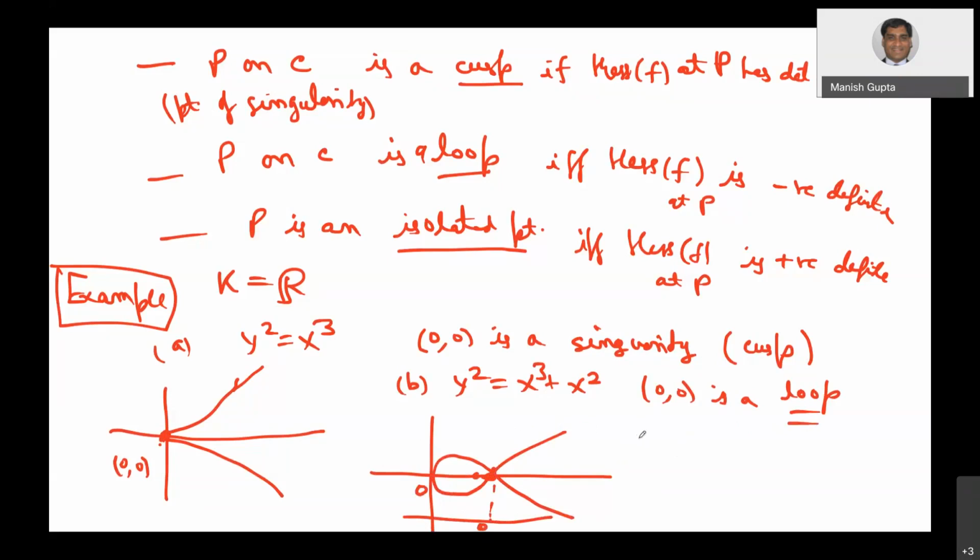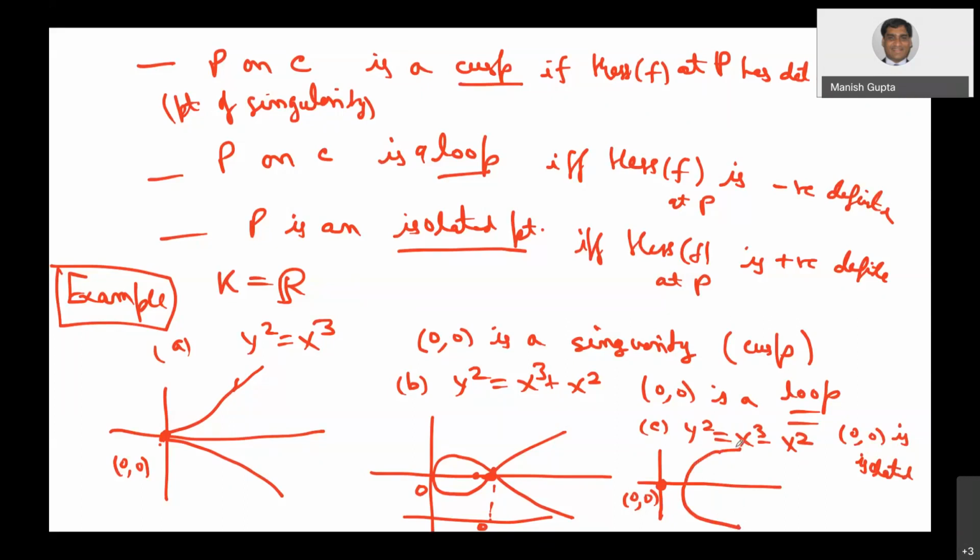And third, if we take C to be the curve y square is equal to x cube minus x square, then (0, 0) is an isolated singularity. That means we can calculate the Hessian, and the Hessian of f at P is positive definite. In terms of the picture, this is (0, 0). It's an isolated point, and the curve is going something like this.